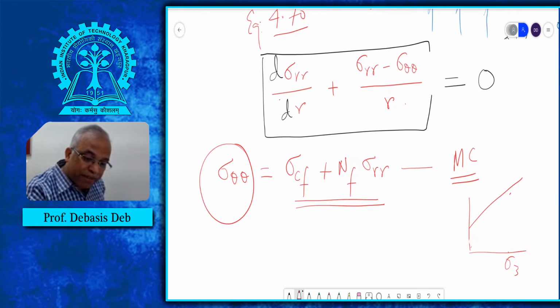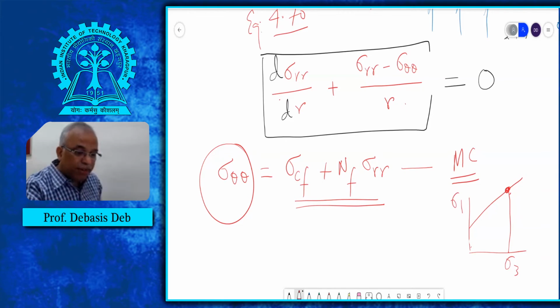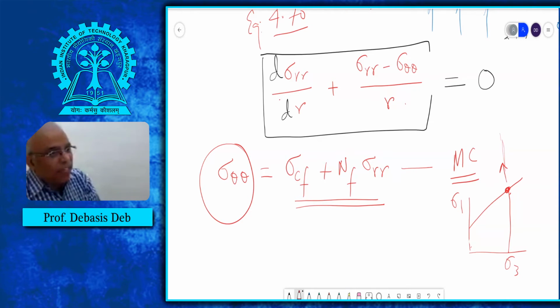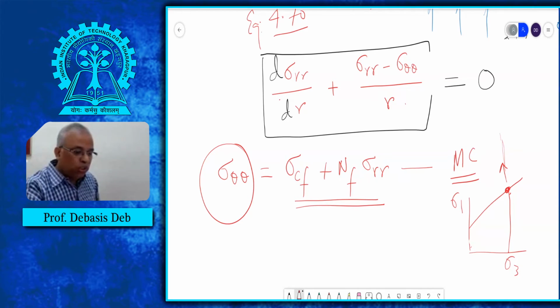That for a given sigma 3, this is the maximum value of sigma 1. This is what I am writing. For a given sigma RR, this is the maximum value it can go. It cannot go into this zone. Mohr Coulomb will not allow us to go in this area. Okay, this is the maximum value. So in the plastic zone, the maximum sigma theta theta we can expect is through this equation.